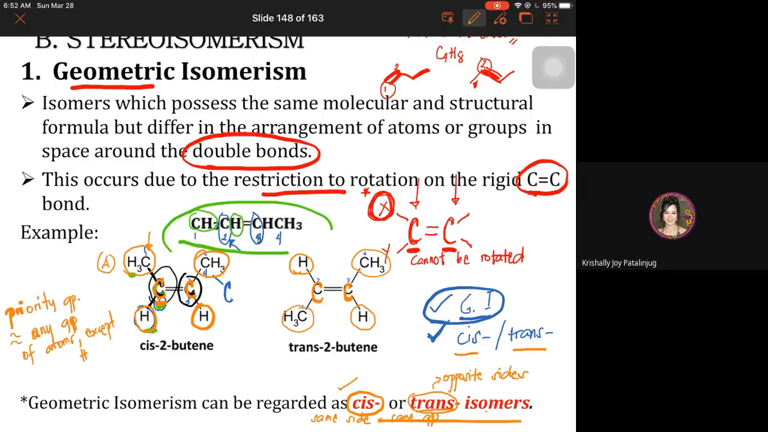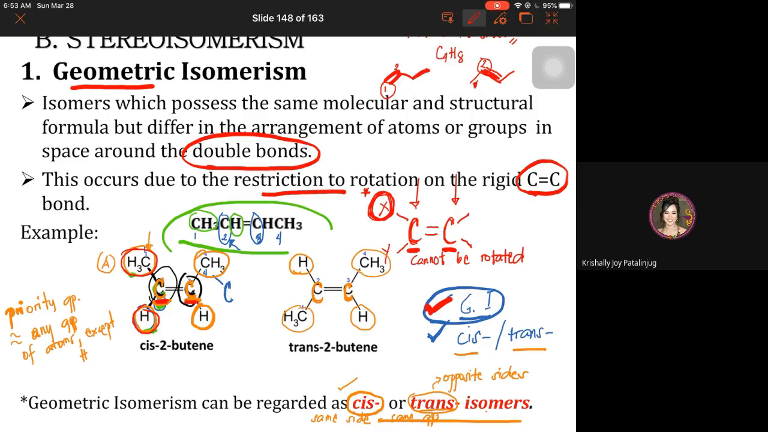Alright? So let's have a short recap. First thing that you have to do to identify if it shows geometric isomerism, tingnan yung double bond carbon, check nyo agad yung double bond carbon. For each double bond carbon, kapag magkaiba yung group of atoms directly attached to it, that shows geometric isomerism. Pati yung pangalawa, dapat magkaiba din yung group of atoms na naka-attach sa mismong double bond carbon. So that structure shows geometric isomerism.